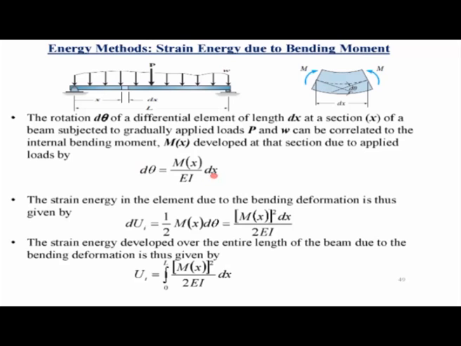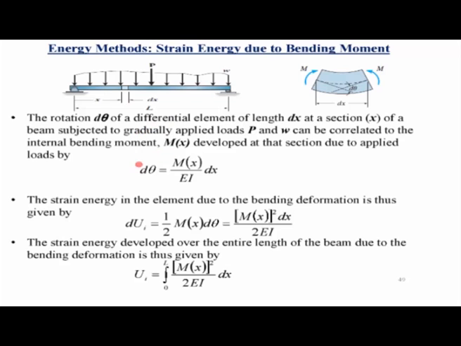So if you recall, this relationship was already obtained from the elastic theory of beams, where d theta by dx is equal to M over EI. So we are again writing that relationship. So d theta is equal to M(x) over EI dx. So d theta is the small rotation of that element of length dx subjected to a moment M. EI is the flexural rigidity of that section.